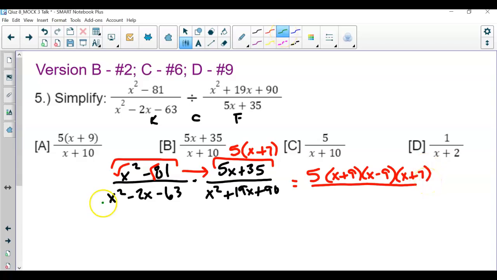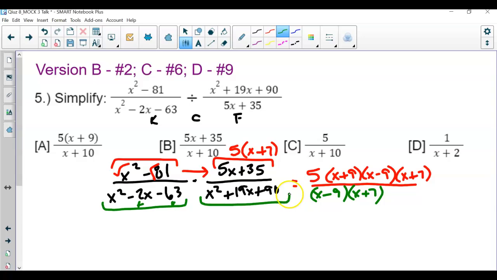Now the denominators. Notice we have a trinomial, so here's my a, b, c. So a is 1, x squared is by itself. So what numbers multiply to get you -63 and add to get you -2? So again, focus on factors of 63. So what are factors of 63? 9 and 7. So here I'm going to use 9 and 7, in this case, -9 and +7.